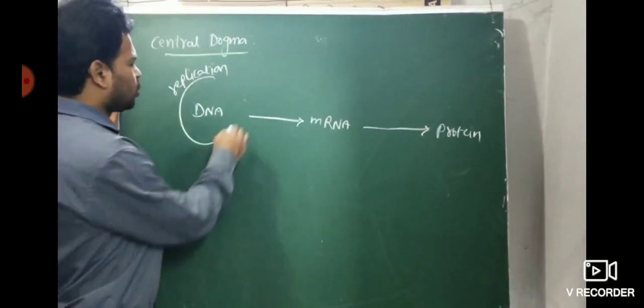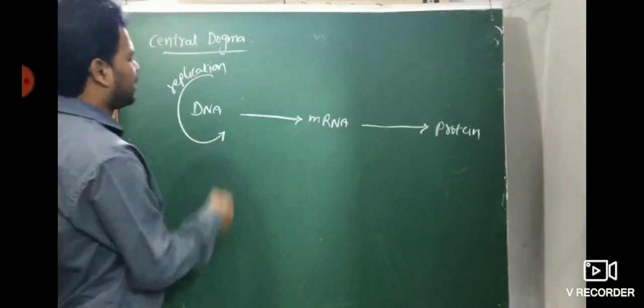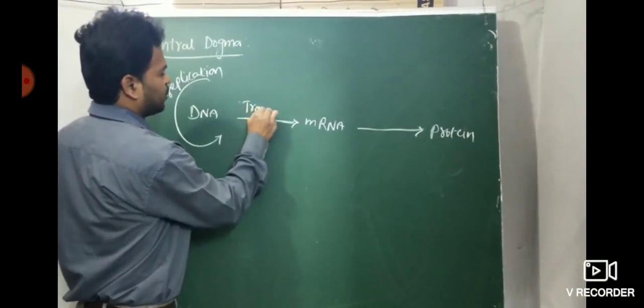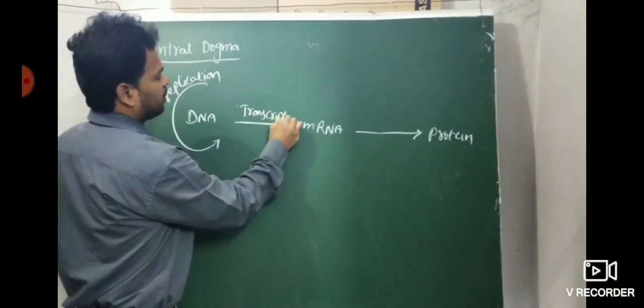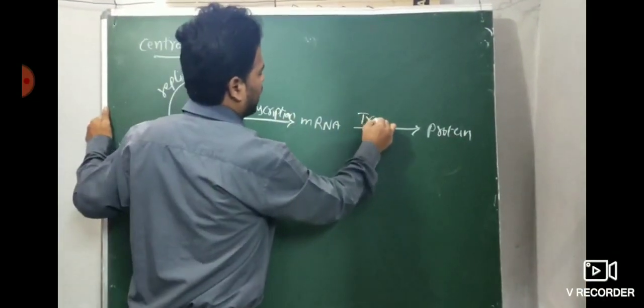Here two important processes are involved in the central dogma. One is transcription, and another one is translation.